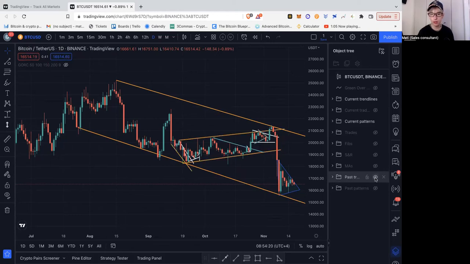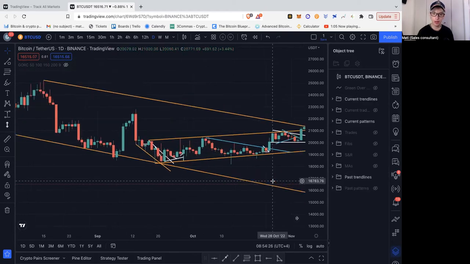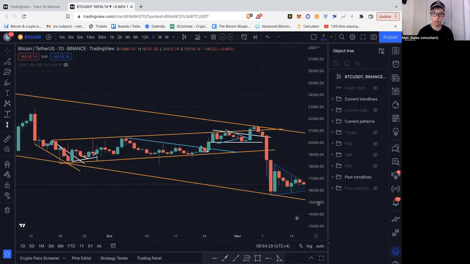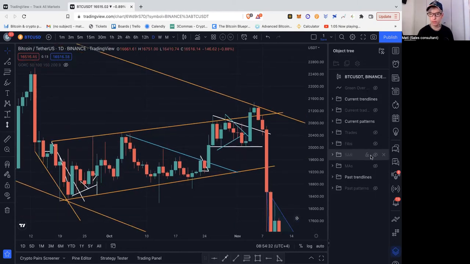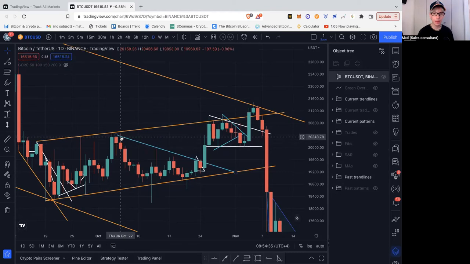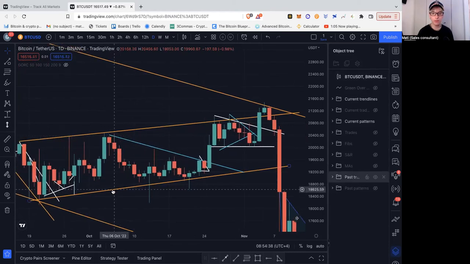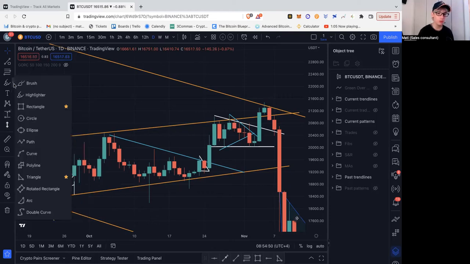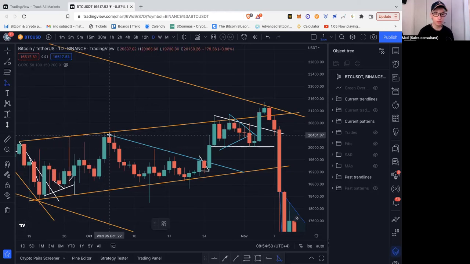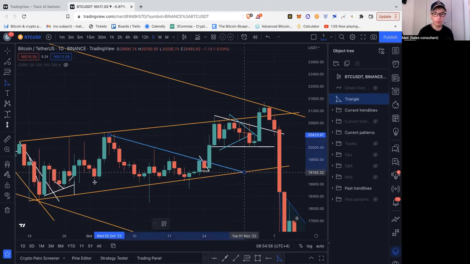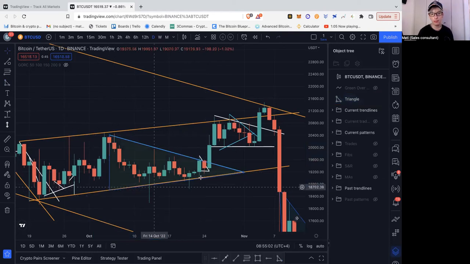So I'm going to turn this on right here. This right here. And first of all, we are going to take a look at the breakout of this pattern right here. This is actually a symmetric triangle, sort of. We can draw, if I draw this like so, boom, boom, we can see it a little bit clearer.